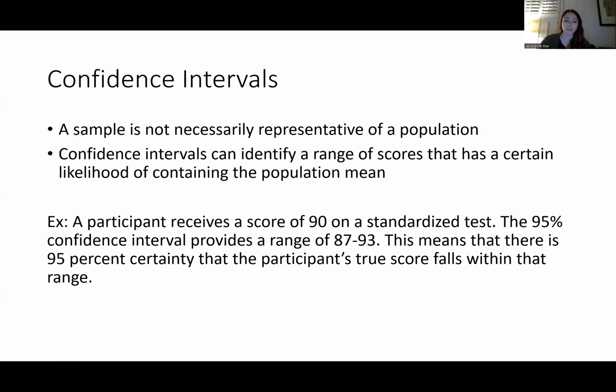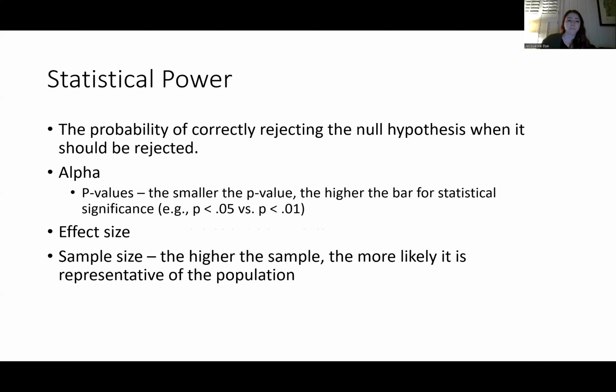So for example, let's say we have a participant that receives a score of 90 on a standardized test. And we say that the 95% confidence interval provides a range to us of scores between 87 and 93. So basically all this means is that there's a 95% certainty that that participant's true score falls within that range.